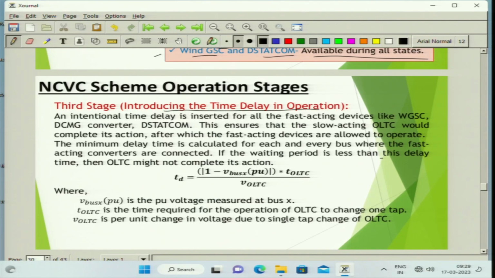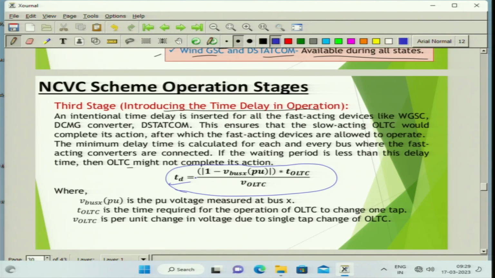If the waiting period is less than this delay time, then the OLTC might not complete its action. You understand? This is a very minimum time delay. How to understand this? How to calculate this? So, we have come up with this expression. What does it indicate? The delay time for that specific bus, and this delay time for the converters also varies.